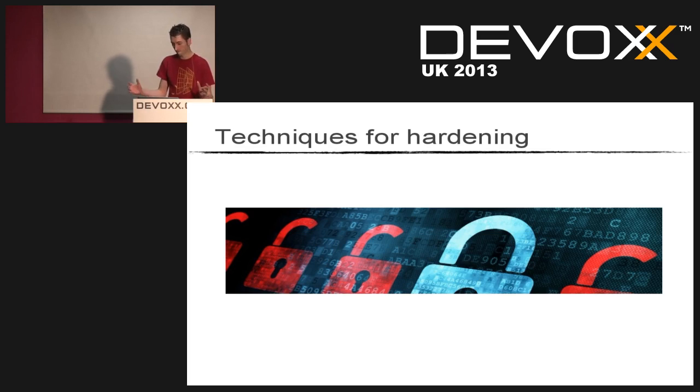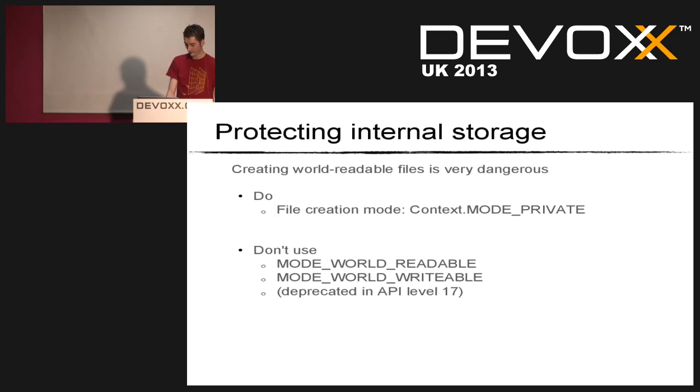But let's get on to the hardening techniques. How can we prevent some of our secret keys or things like that getting out into the open? One really basic 101 thing is when you're creating files, shared preferences, databases and things like that, you should always be creating them with context mode private. And that means that only your app in the sandbox can access that.